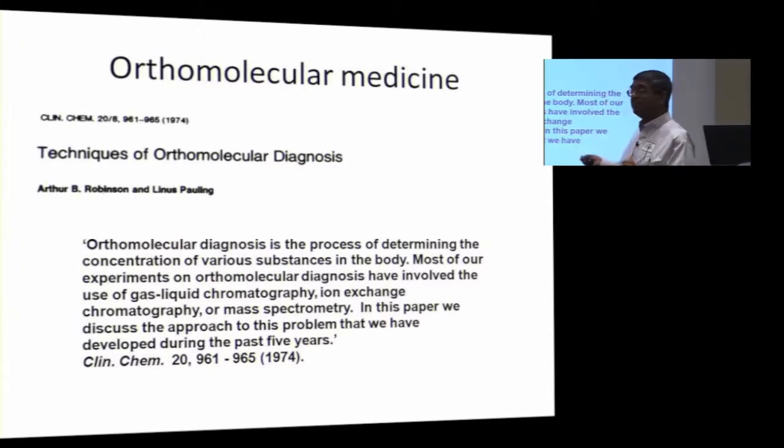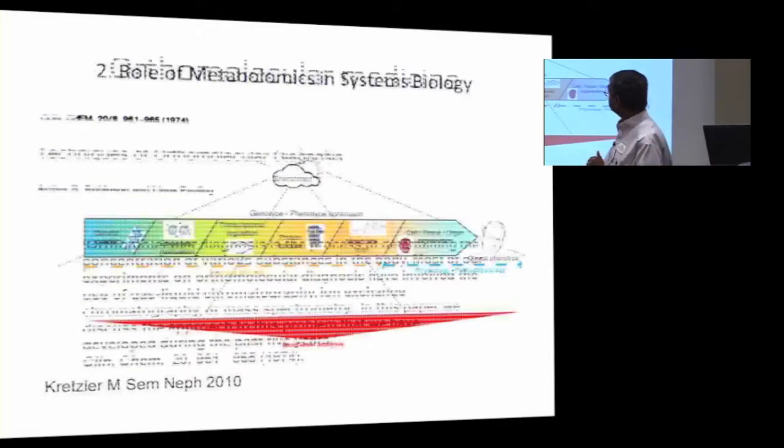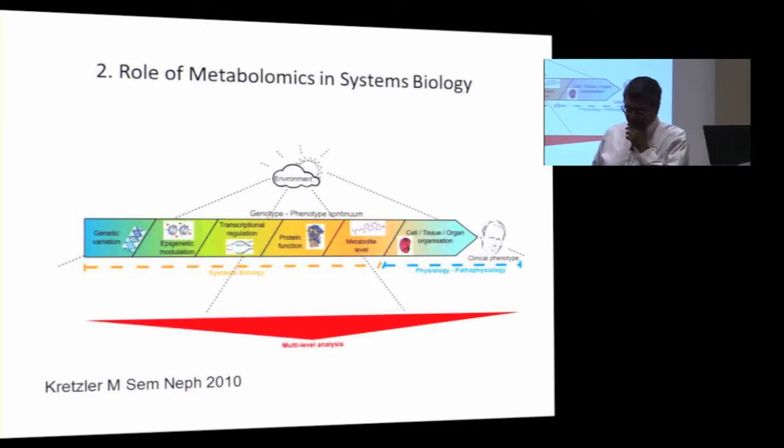And I think this is the best definition of metabolomics I've come across, and I would use it all over again. What he said was that orthomolecular diagnosis is the process of determining the concentration of various substances in the body. Most of our experiments in orthomolecular diagnosis have involved the use of gas-liquid chromatography, ion exchange chromatography, and mass spectrometry. He goes on to say in this paper that he will discuss the methods. In fact, none of this has changed. We use exactly the same things, as you'll hear in the subsequent talks, and I will also illustrate this down the road. So the second question I want to address is, what is the role of metabolomics in systems biology?